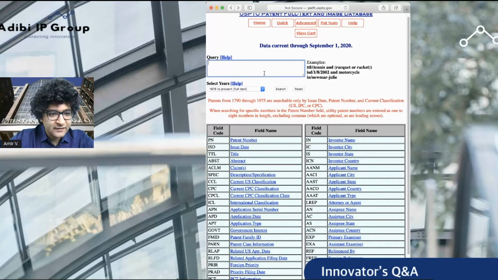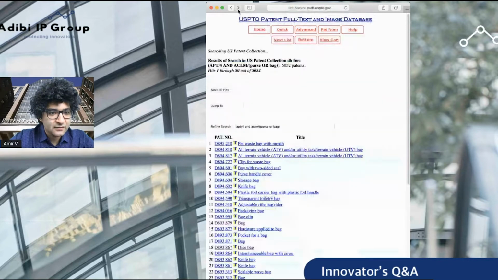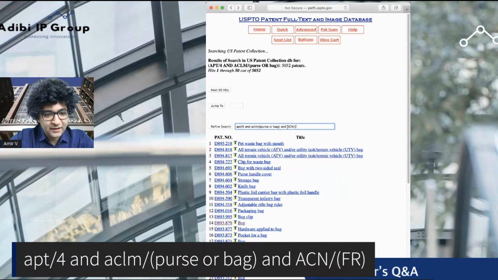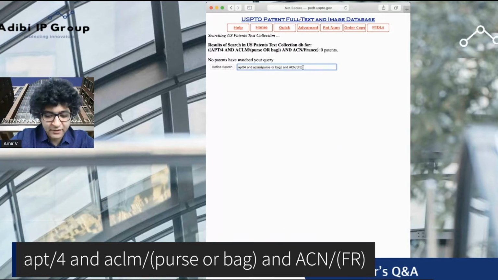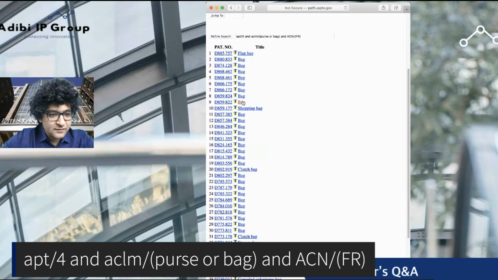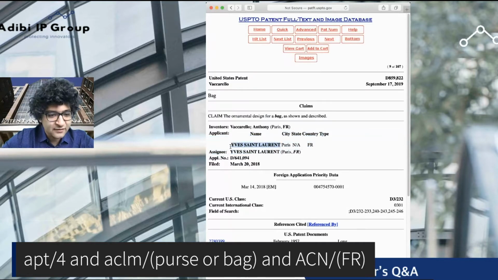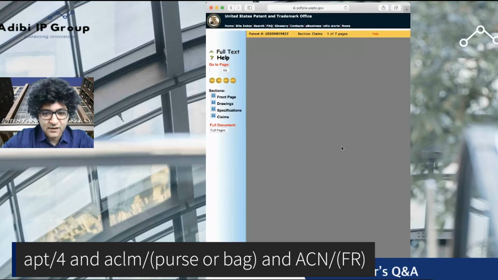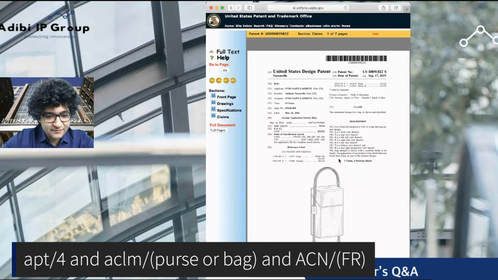Let's see if we can find those related to, so if we add the code ACN and then a country, let's see if we can find common places where fashion houses are. I believe you have to use a country code. Cool. And so some of these might more likely be fashion related, just because there's a lot of fashion houses in France. YSL right here. So no surprise.